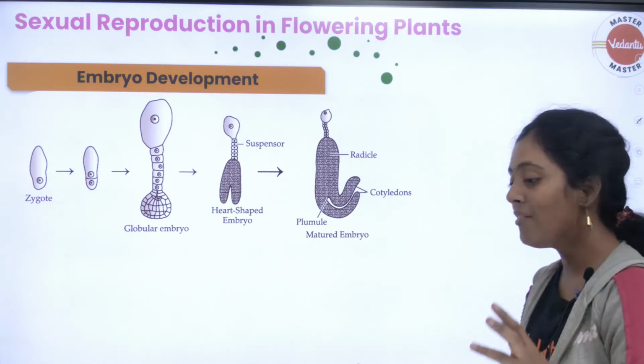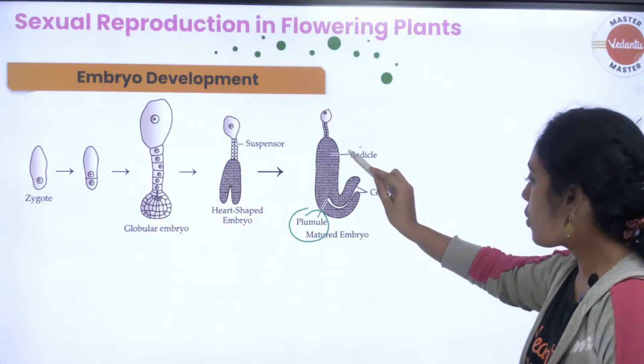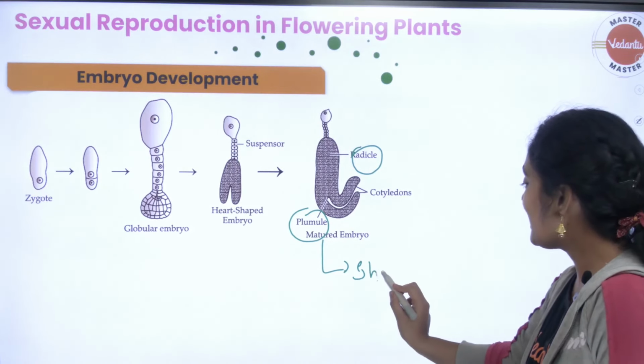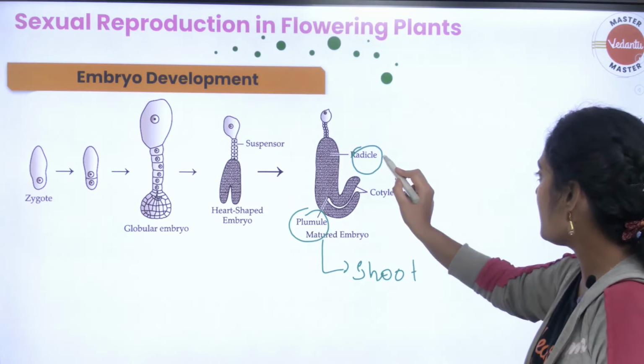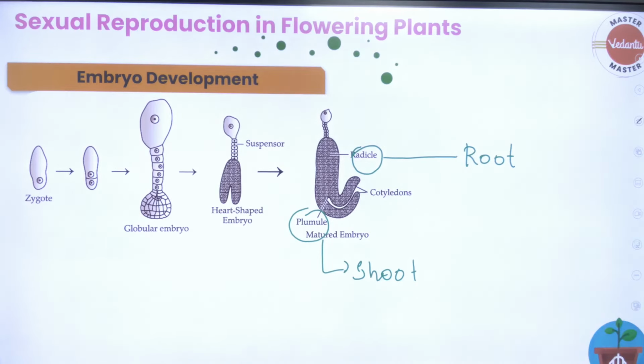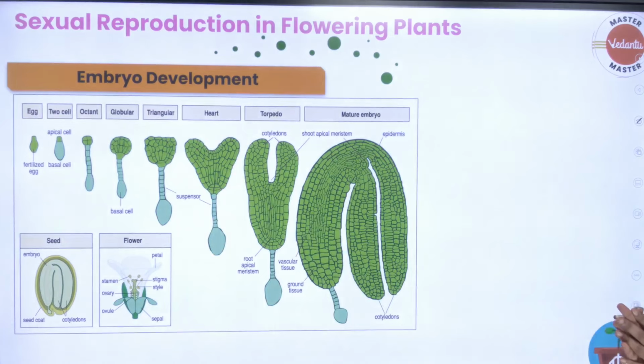Correct? So you will have a plumule and you have a radicle. The plumule will develop into what? Shoot. We studied this in plant growth and development. The radicle will develop into what? Root. Very much important. And you have cotyledons in a dicot embryo; the monocot embryo we are going to study next.